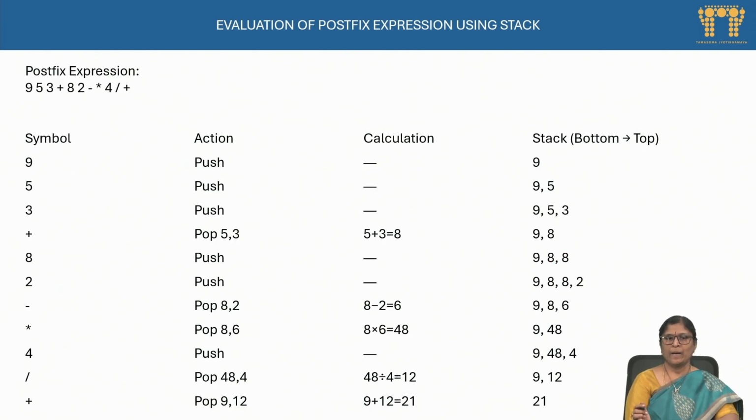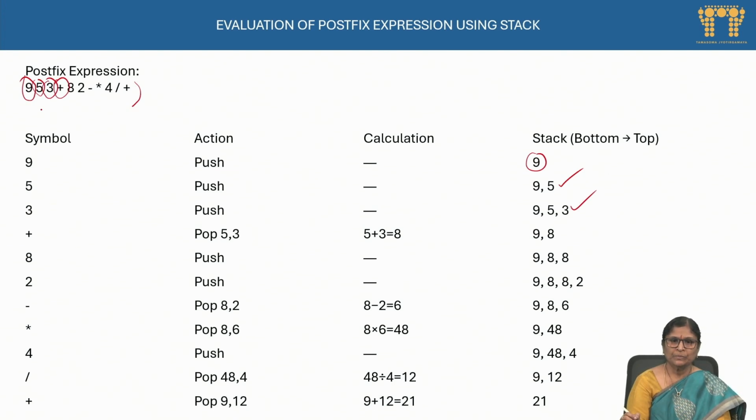We have another example. We take a larger example this time: 9, 5, 3 plus 8, 2 minus multiplication 4, division and plus. So first step is what? Add a right parenthesis. Now, if an operand is encountered, push it onto the stack. Next symbol to be scanned is 5. Yes, push it onto the stack. Next is 3. Push it onto the stack.